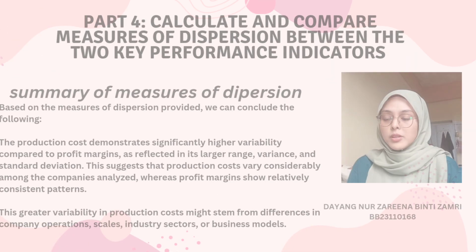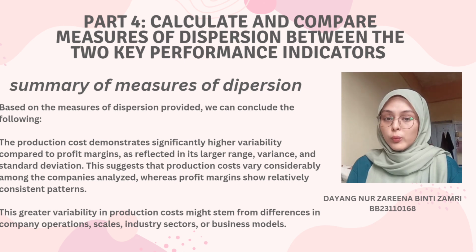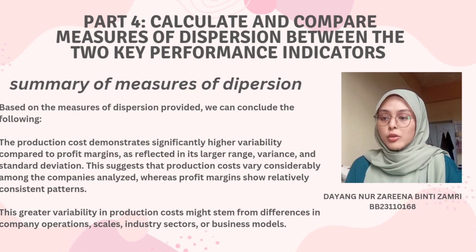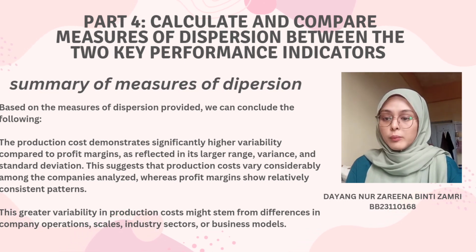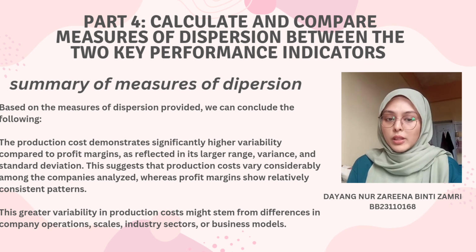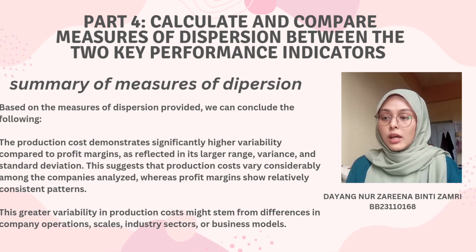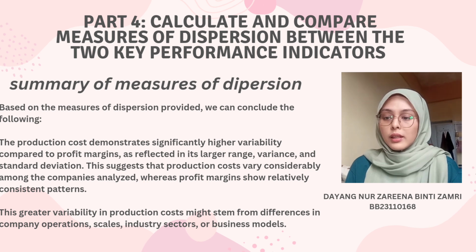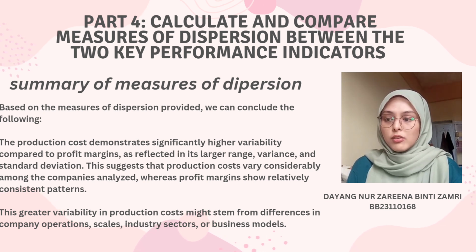Based on the measures of dispersion provided, we can conclude the following. The production cost demonstrates significantly higher variability compared to the profit margins, as reflected in its larger range, variance, and standard deviation. This suggests that production costs vary considerably among the companies analyzed, whereas the profit margins show relatively consistent patterns.